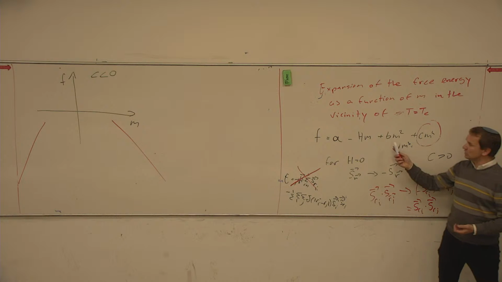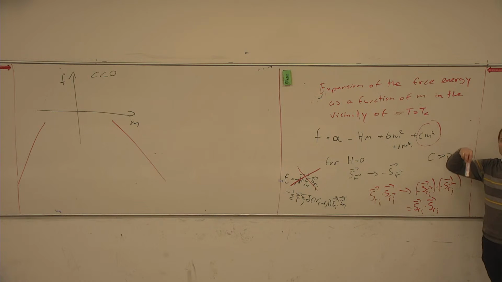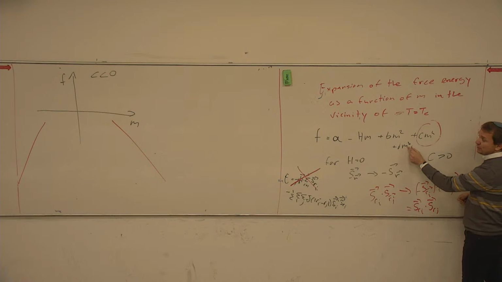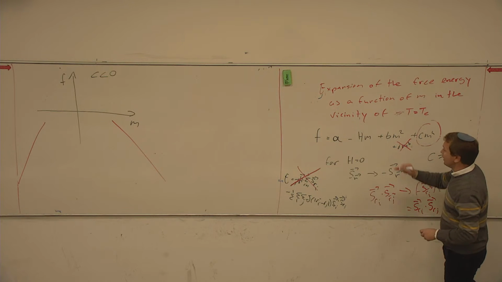So the free energy cannot be dependent on m to the third. Okay? Because what's happening when I'm flipping all the spins in the other direction? M from plus m0 going to minus m0. And the free energy, if there is a dependence on m to the third, is going to change. But we know it shouldn't. There should not be any term with m to the third power.